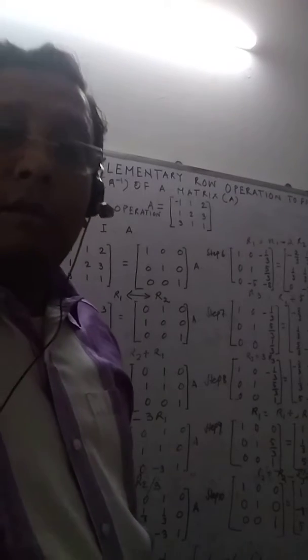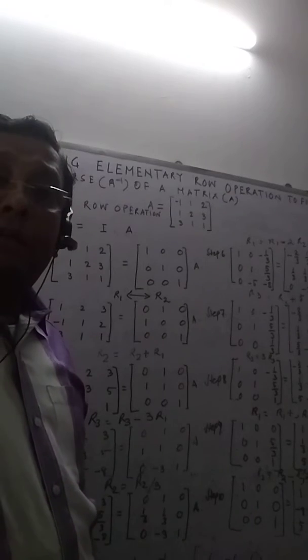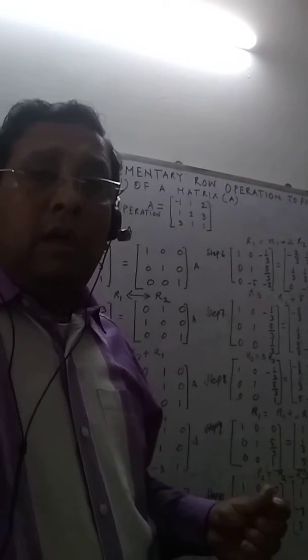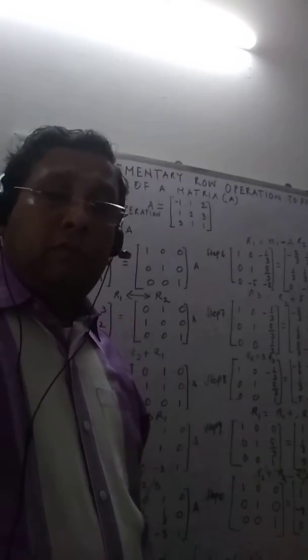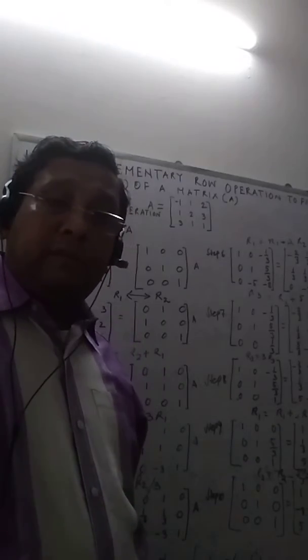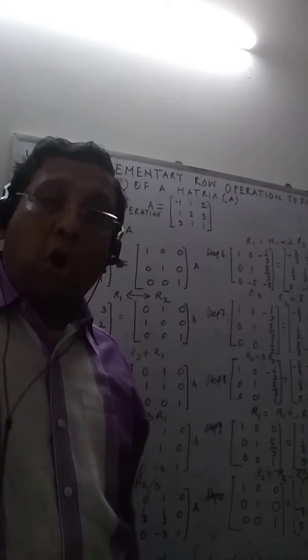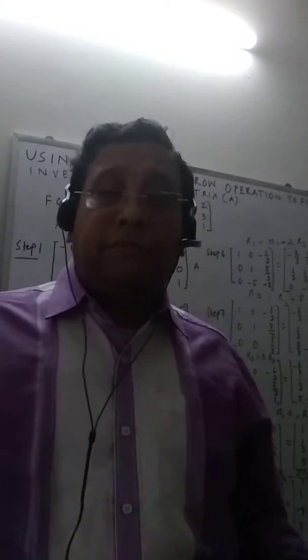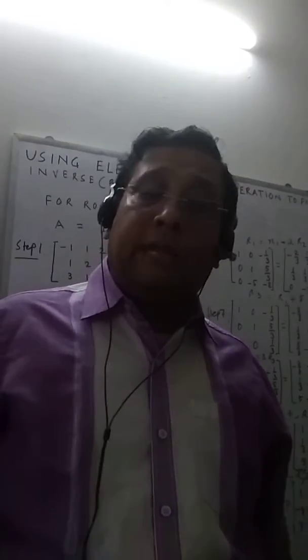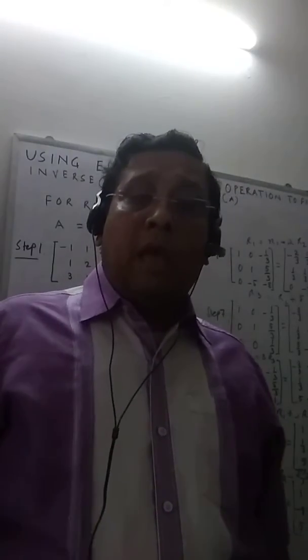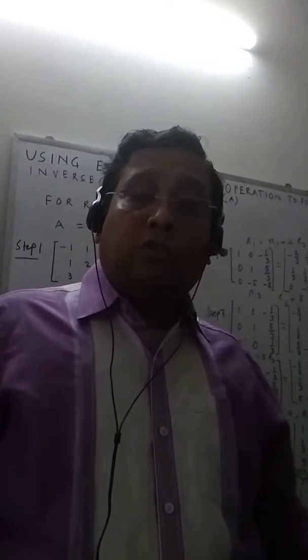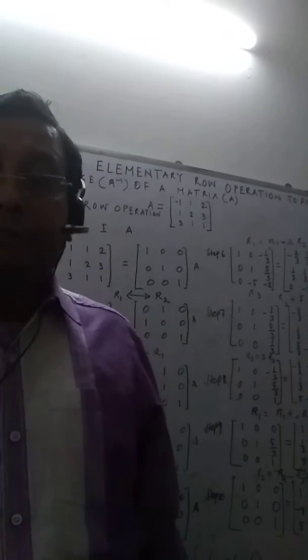Good morning. Today, our topic is using elementary row operations to find the inverse of a matrix. In my previous lecture, I already explained what elementary operations are and their classifications as row operations as well as column operations, and I also explained the three important steps of the elementary row operations.